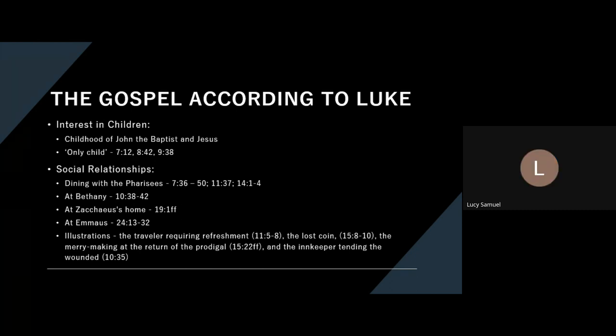Now it happened as they went that he entered a certain village, and a certain woman named Martha welcomed him into her house. And she had a sister called Mary, who also sat at Jesus' feet and heard his word. But Martha was distracted with much serving, and she approached him and said, "Lord, do you not care that my sister has left me to serve alone? Therefore, tell her to help me." And Jesus answered and said to her, "Martha, Martha, you are worried and troubled about many things. But one thing is needed, and Mary has chosen the good part, which will not be taken away from her."